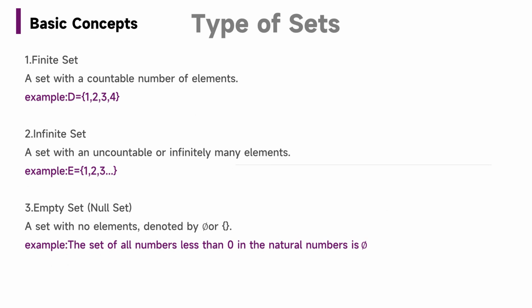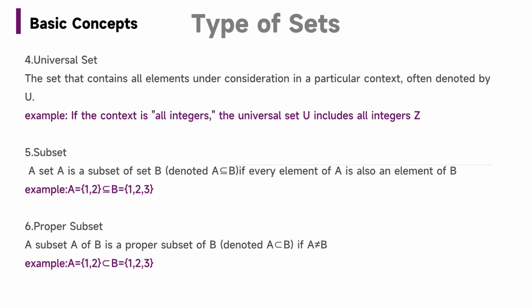Three is the empty set, a set with no elements. Four is the universal set, the set that contains all elements under consideration in a particular context, often denoted by U. Five is subset: a set A is a subset of set B if every element of A is also an element of B. The final one is proper subset.